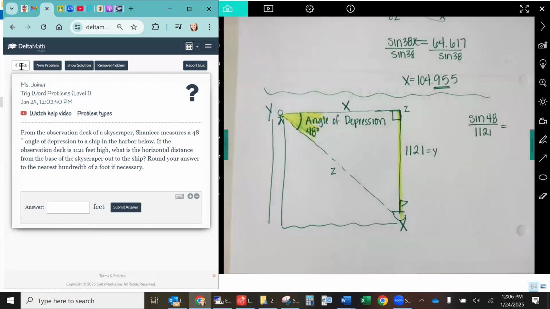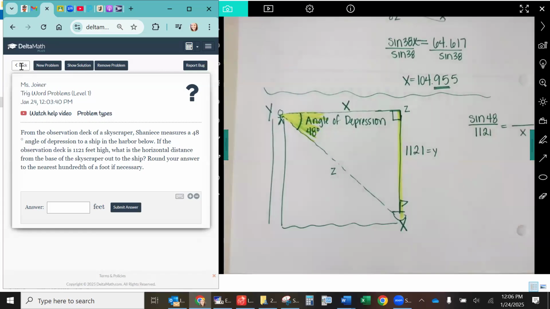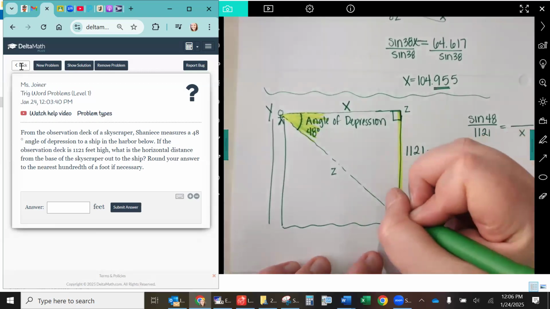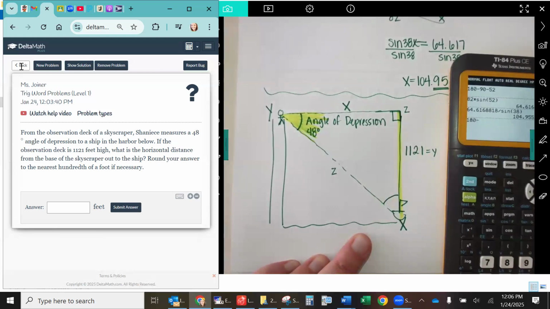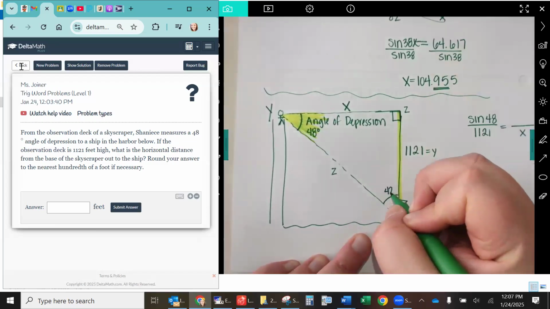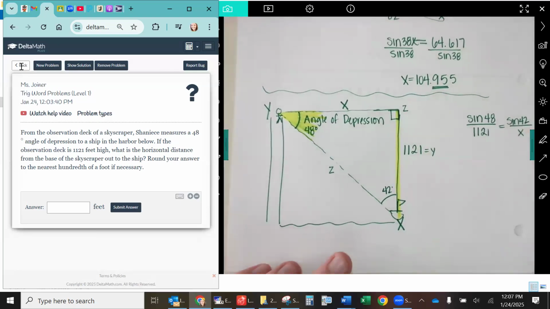Okay, and then I'm trying to find the horizontal distance. That would be my side X. Then I need to match it up underneath my capital X. But notice, I don't know capital X, but I could. What would I have to do? 180 minus. That way we'll know what angle to put under X. So 180 minus 48 minus 90 means that would be 42 degrees down there. And then you'll put a sine 42 on top.